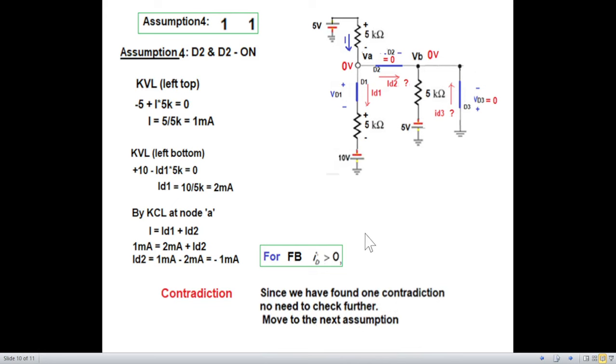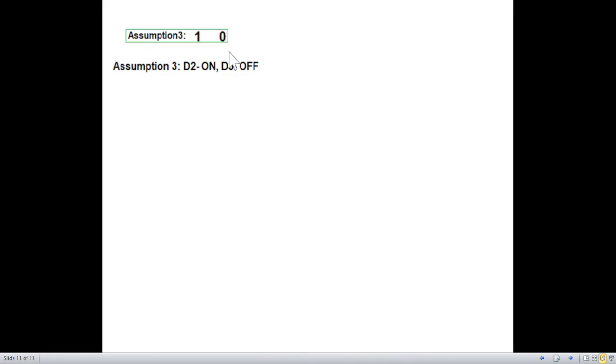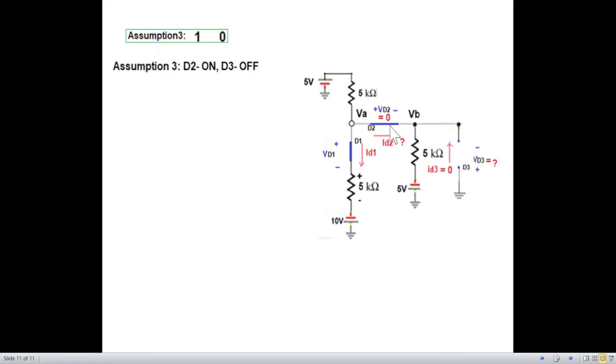Okay, now let's go back and see the other option also, 1, 0, just for your satisfaction. So this is 1 and this is 0. Current dividing, so just same current. Now here we'll write KCL at the node. This current entering is ID1 leaving, ID2 leaving.